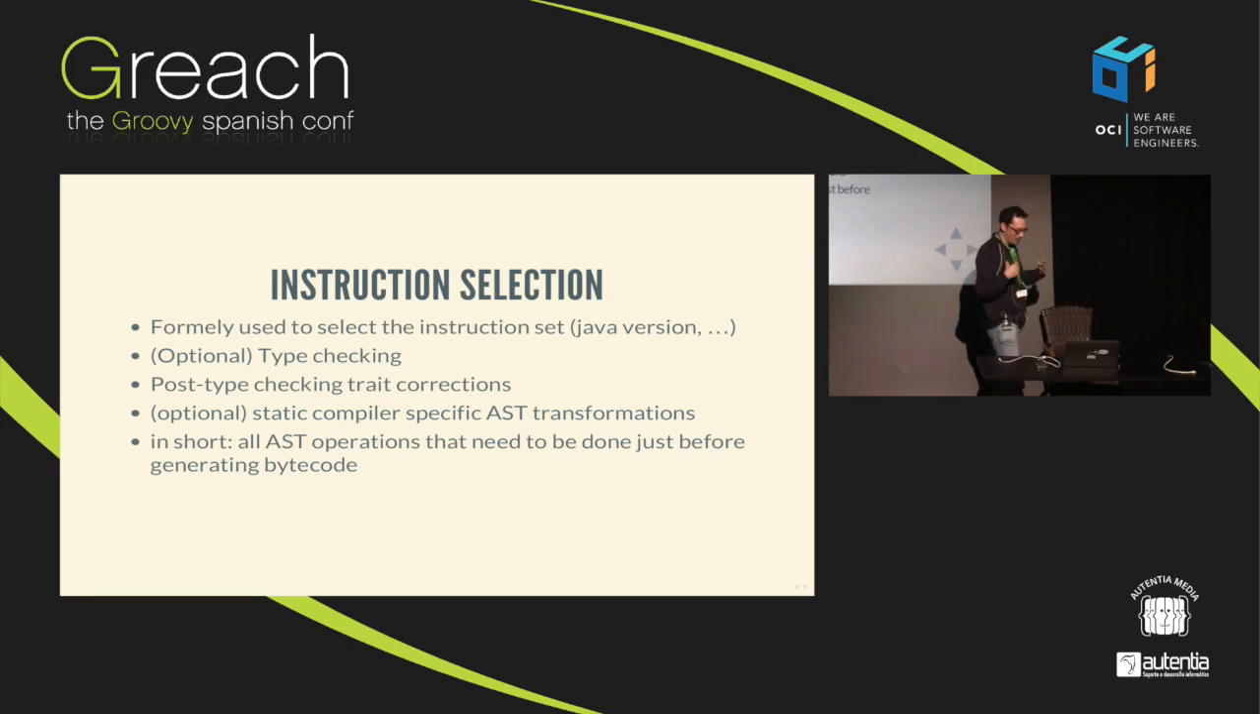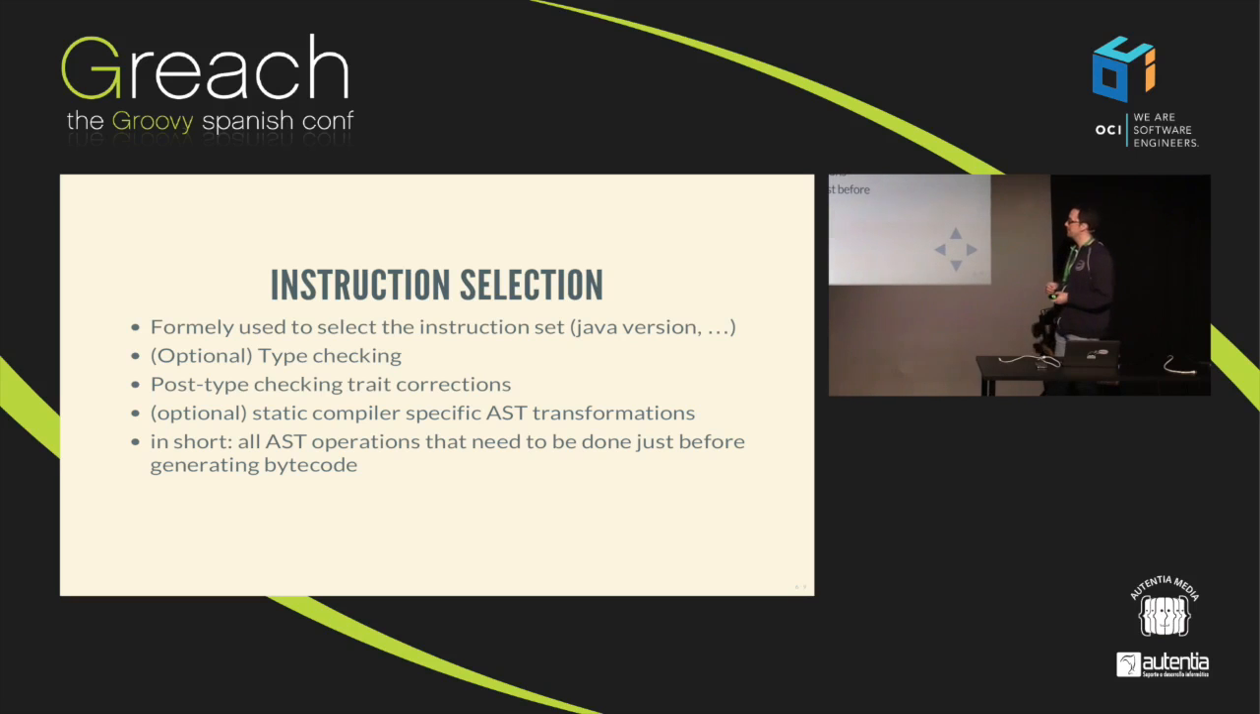Basically, this phase is the last one before we actually generate bytecode. Before, everything we manipulate is just an abstract syntax tree. So we don't manipulate a class, we manipulate a class node. We don't manipulate a method, we manipulate a method node, etc. So it's everything that the JVM knows, but abstracted. After that phase, we're going to generate some bytecode.